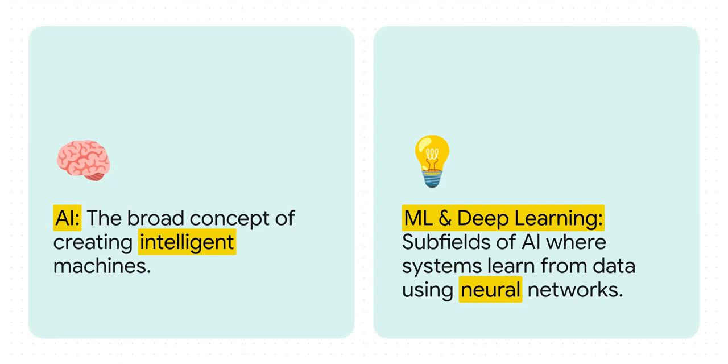All right, first things first, let's just get our terms straight. It's kind of like a set of Russian nesting dolls. You've got artificial intelligence, AI, as the biggest doll. That's the whole grand idea of creating intelligent machines. Inside that, you have machine learning, or ML. That's a huge piece of the puzzle. It's how we teach them, mostly by feeding them just massive amounts of data. And then inside that, you've got deep learning, which uses these really complex structures called neural networks to find all the subtle patterns in that data.